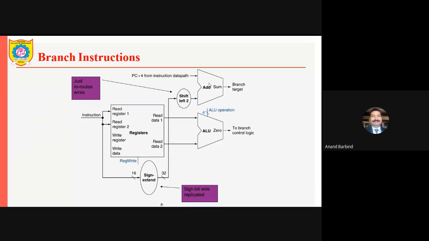So if it is a branching instruction, the elements that are used to execute this instruction are the registers, then the sign extension unit, then this 2-bit shift register, you can say, the ALU, and the second adder. These are the elements that are used in case of the execution of the branch instruction.